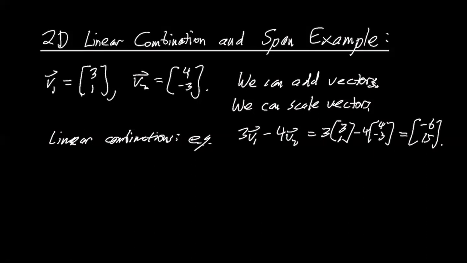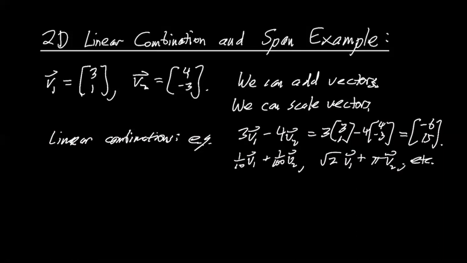I could do something weirder, like 1/10 v1 plus 1/100th v2 or something like that, and you could compute what that is. Maybe I won't bother doing it. Just any numbers. You could have root 2 v1 plus pi v2 or minus pi v2, etc.